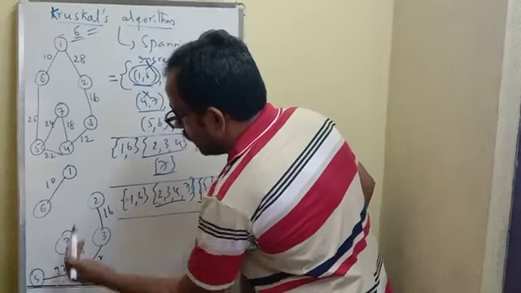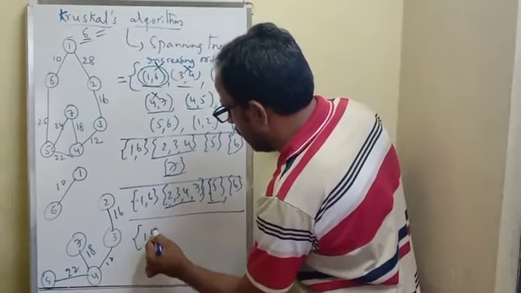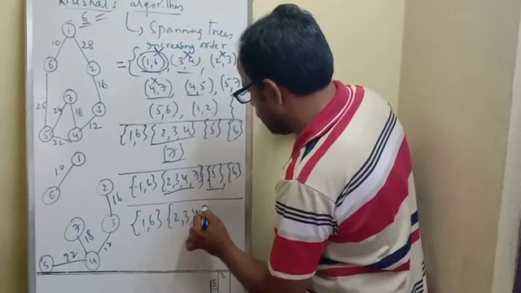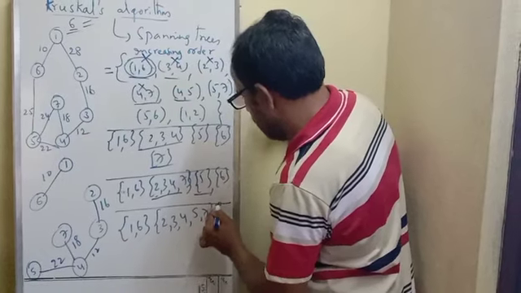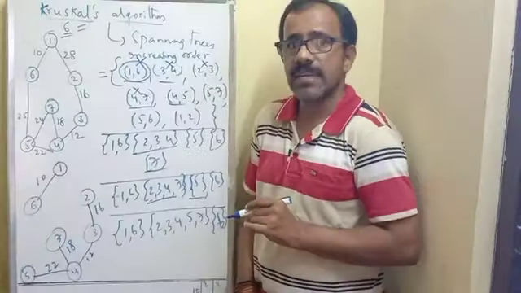Now first connect that particular edge, then immediately update the set. Now we get the set as 2, 3, 4, 5, 7, and 6 is there in one set.